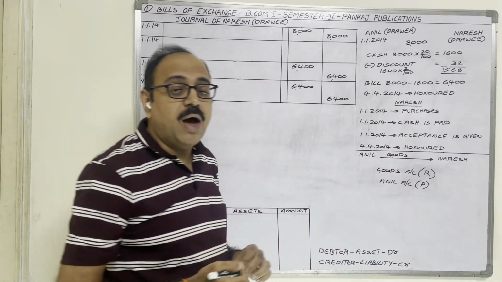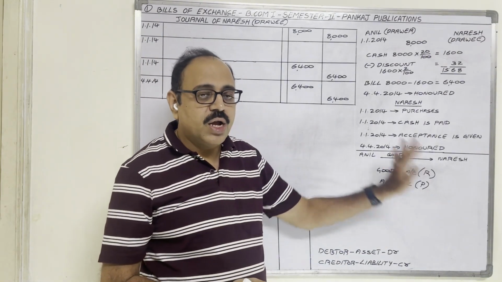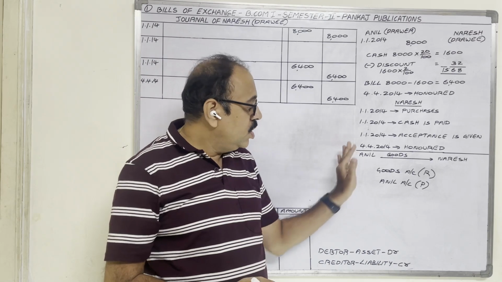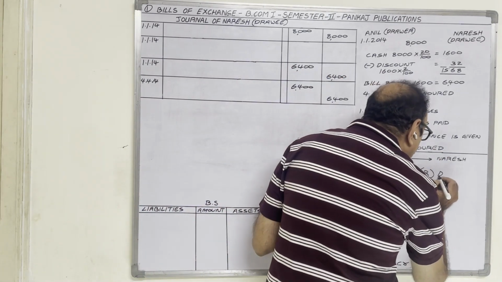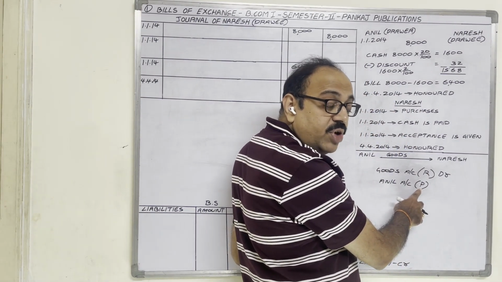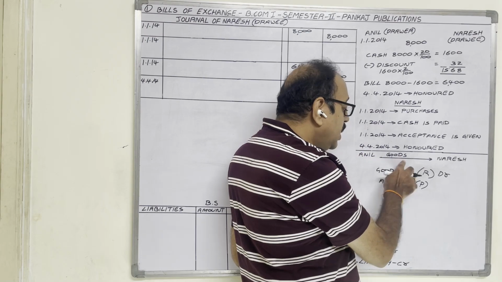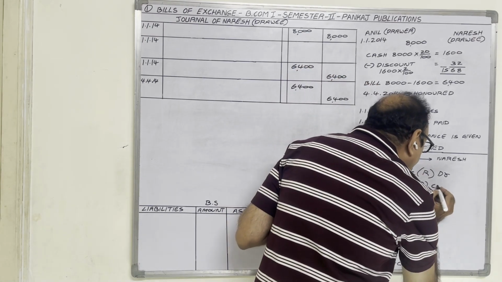Then last step, apply the double entry rules. For real account, rule is debit what comes in, credit what goes out. Goods are coming to Naresh now. We have to debit goods account. For personal account, rule is debit the receiver, credit the giver. Anil is a giver. He is giving goods to us. So Anil account we have to credit.